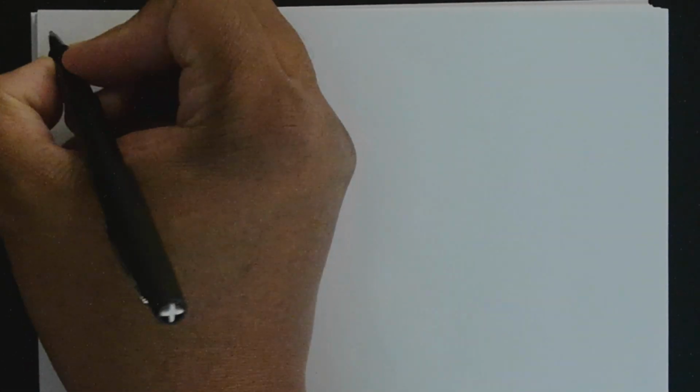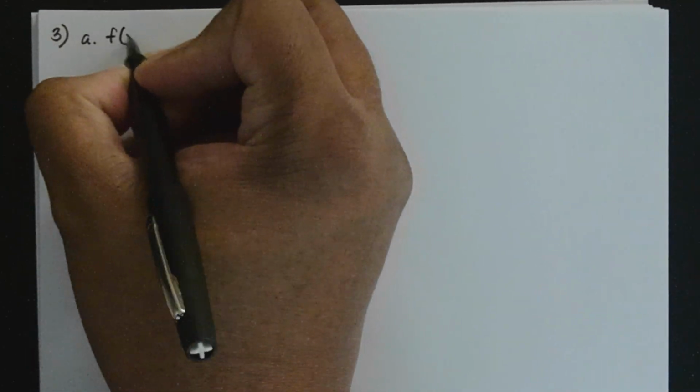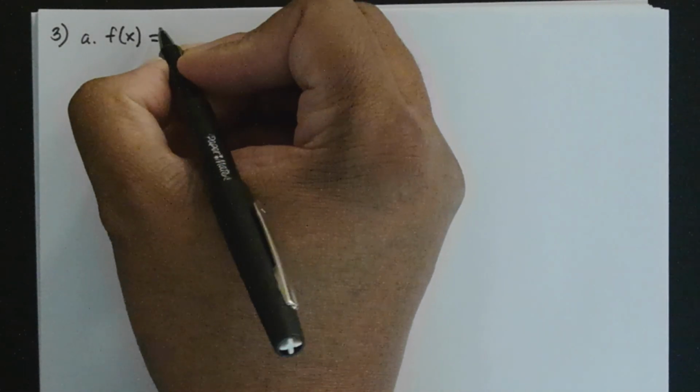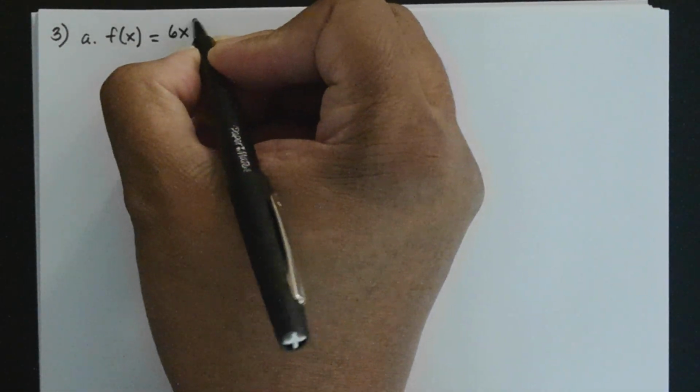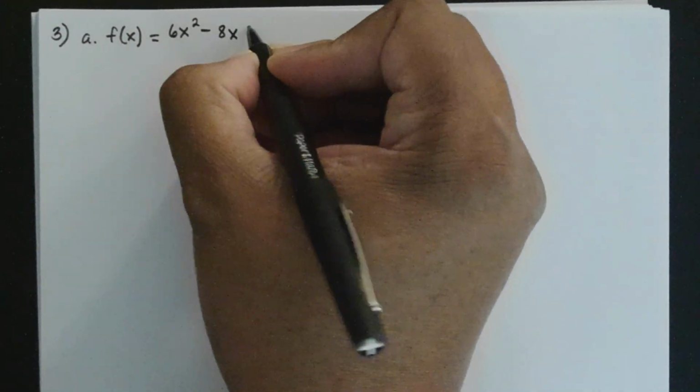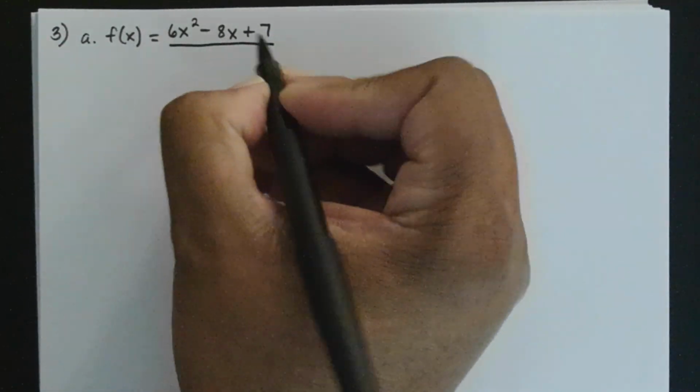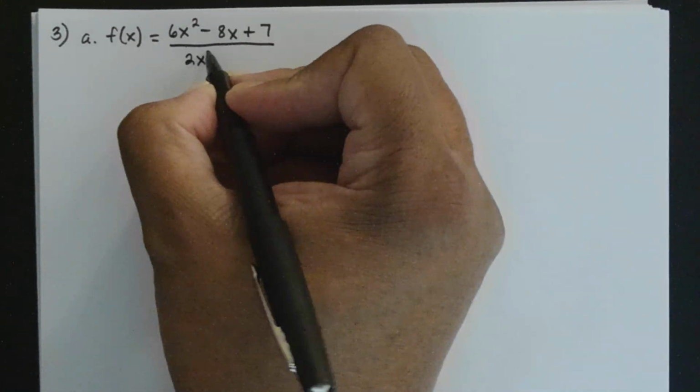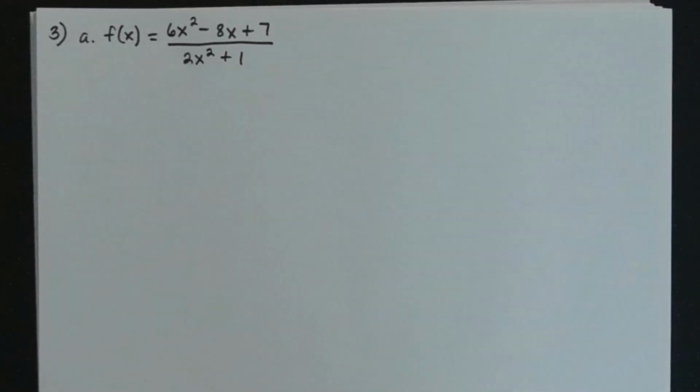All right, number 3. Evaluate the limit as x approaches infinity of f of x and the limit as x approaches negative infinity of f of x for each function, and then give the horizontal asymptote of the function f, if any. So here we've got f of x is equal to 6x squared minus 8x plus 7, divided by 2x squared plus 1.